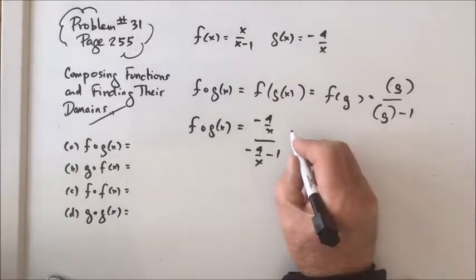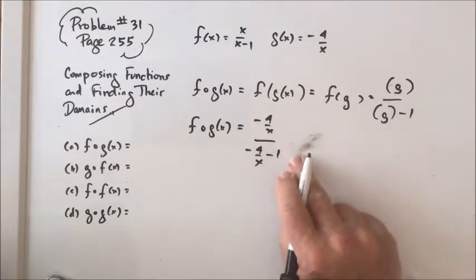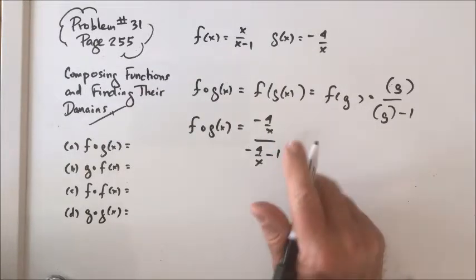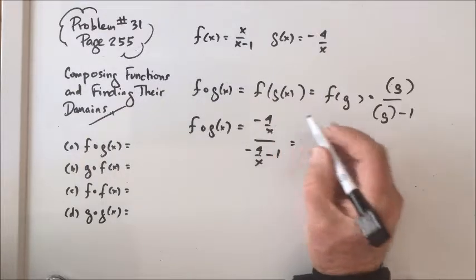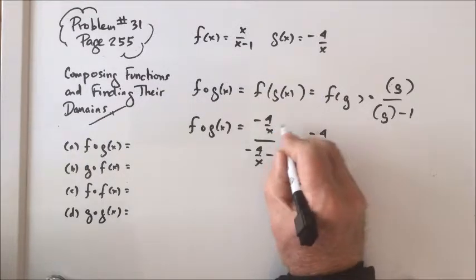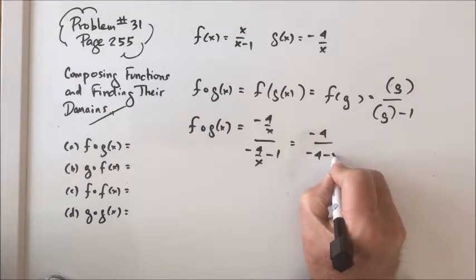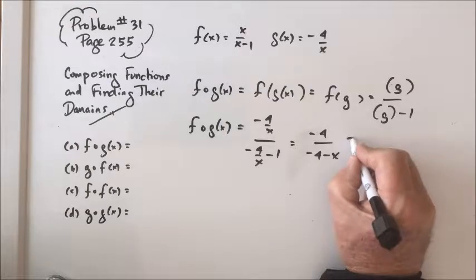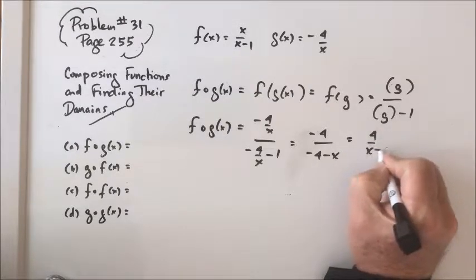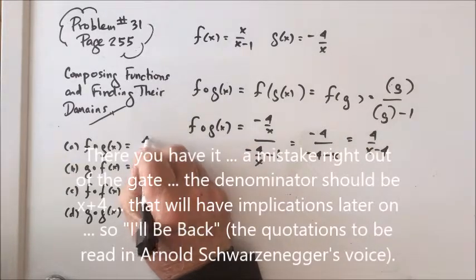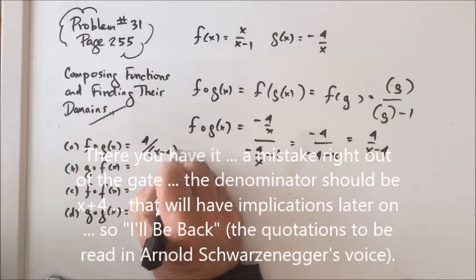It's got a compound fraction here, so let me fix this by multiplying every term on the top and every term on the bottom by x. Minus 4 over x times x is minus 4. Minus 4 over x times x is minus 4. Let me do that again. Minus x. Let me multiply everybody by minus 1, and I'm going to get 4 all over x minus 4. And there's your answer in lowest terms, in fact. 4 all over x minus 4.